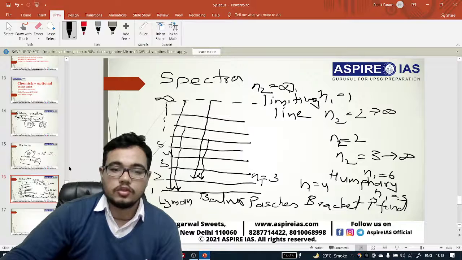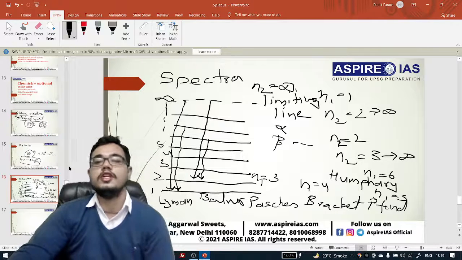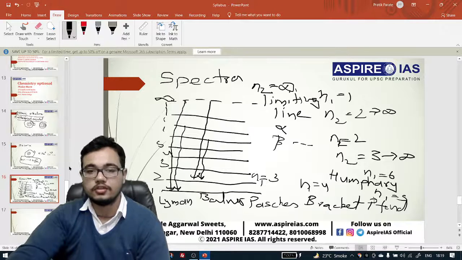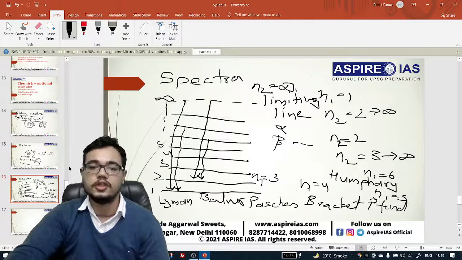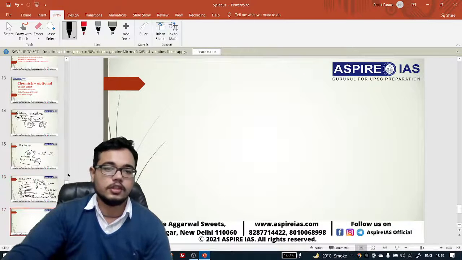When n2 is equal to 2 for Lyman, then it is the alpha line. When n2 is equal to 3, then it is the beta line, and so on. So if they ask you to calculate the wavelength of the alpha line, you will take n2 equal to 2 and n1 equal to 1 for the Lyman series. They will give you the series and tell you to calculate the wavelength. Now how will you calculate the wavelength? That will be calculated through the Rydberg formula.